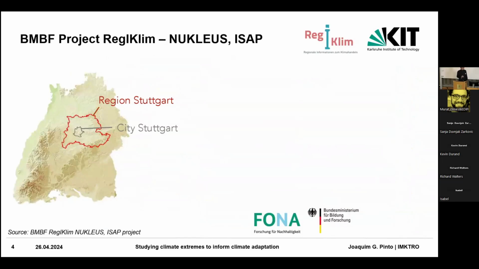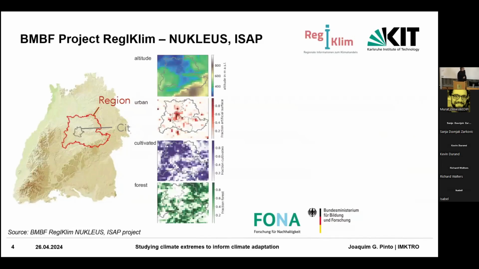And I will show you an example that we did for our federal state in southwestern Germany, Baden-Württemberg, focusing on the region of Stuttgart. This is an area which, of course, has a very large city, so it has a clear urban center, but there's also a large cultivated area and a lot of forests in the region. And also in terms of orography it is quite different.